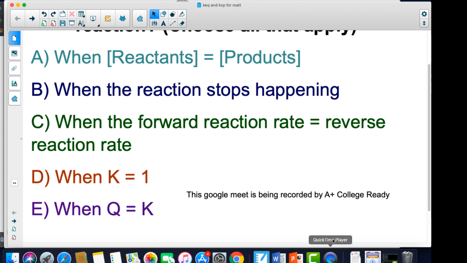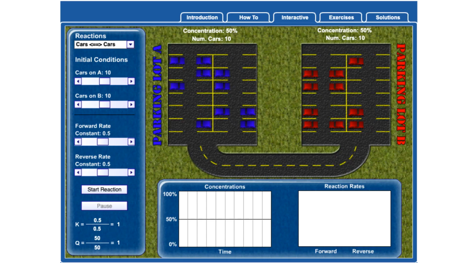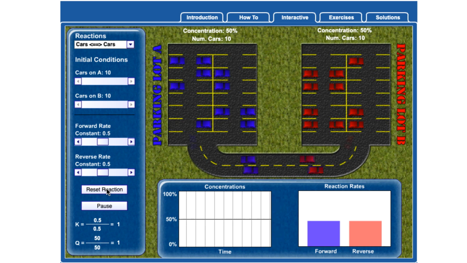Now, before we go any farther, I want to show you a quick clip of what equilibrium can look like. Here's an equilibrium situation where you have a parking lot of red cars and blue cars. If we start the reaction, the line in the middle of the graph is 50% red and 50% blue. That's why it looks like one line. But if you notice, for every blue car going over to the red lot and red car going over to the blue lot, that rate of reaction is the same. And we can see that in this graph over here. So this is equilibrium. This is a situation when reactants are equal to products. But that's not always true for equilibrium.